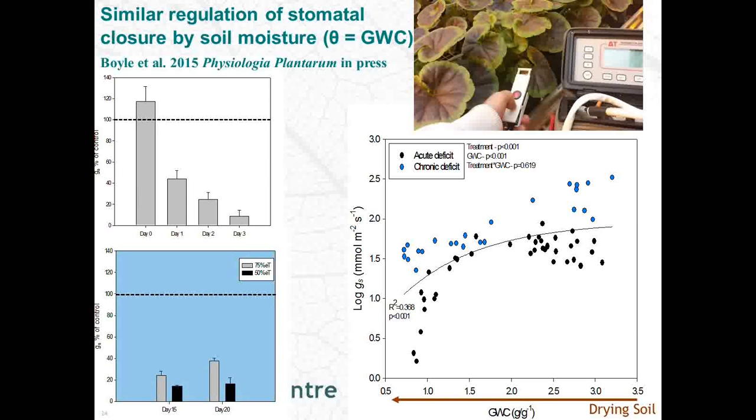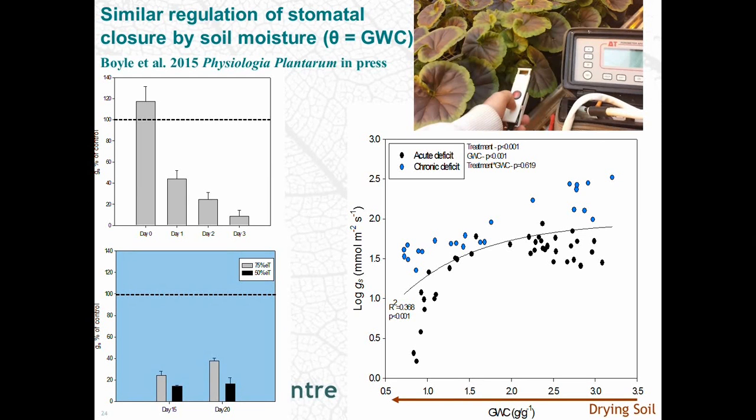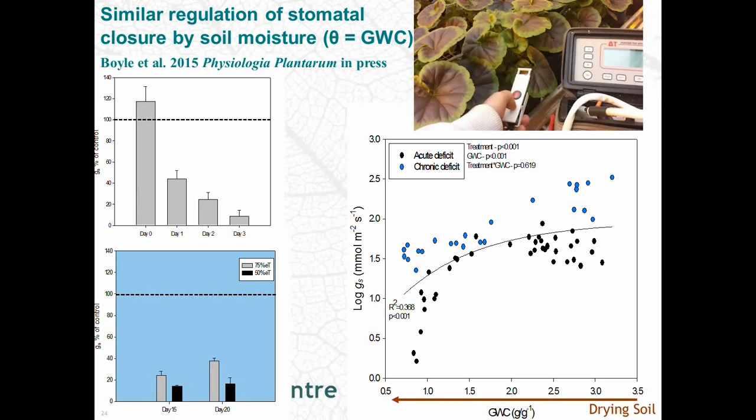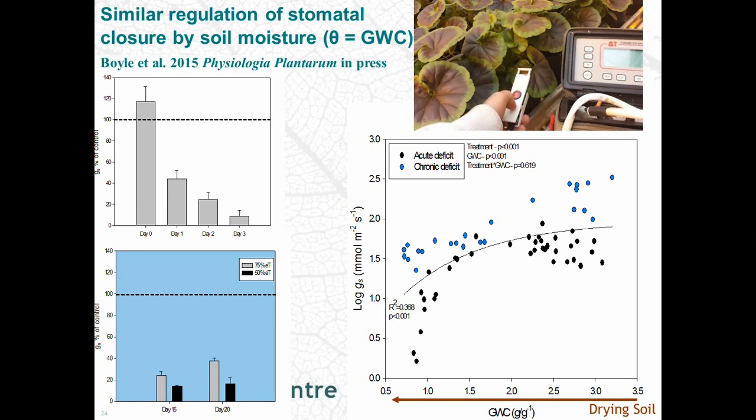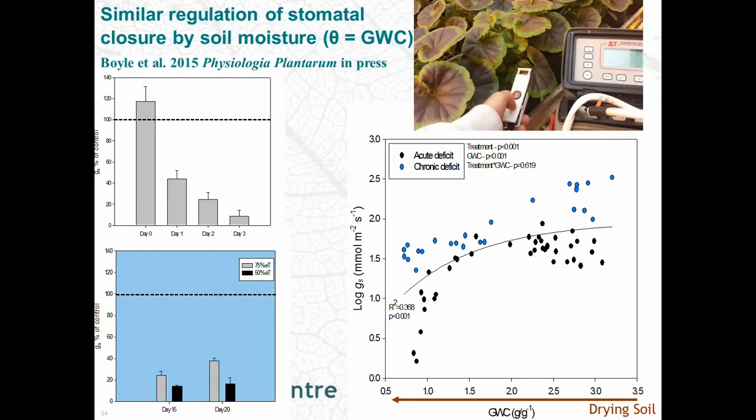When we looked at the stomatal conductance of the two sets of plants, we saw a fairly similar relationship. If anything, those plants that were exposed to the acute water deficit, so simply withholding water, showed a much greater decrease in stomatal conductance for the same level of soil drying.